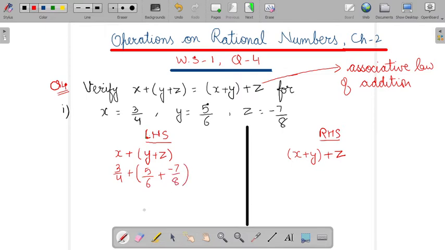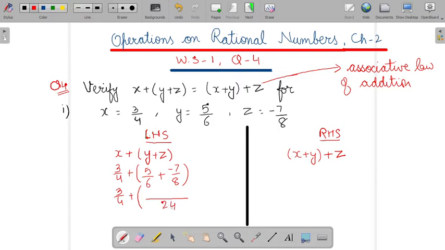So what should be the next step now? First of all, we will solve the bracket. To solve the bracket, what will we do? We will take its LCM. So 3 by 4 plus, and the LCM of 6 and 8 would be 24.